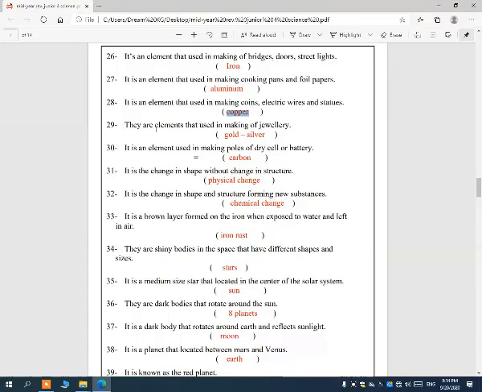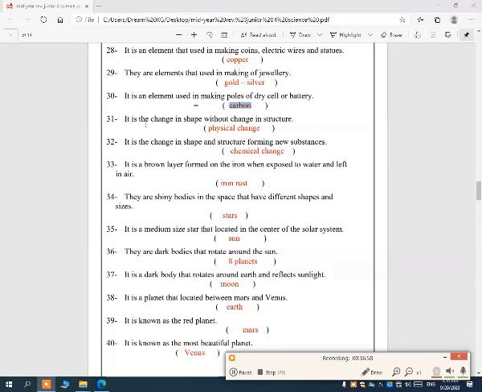29. They are elements used in making jewelry. It will be gold and silver. Number 30. Element used in making poles of the dry cell or battery. It will be carbon.